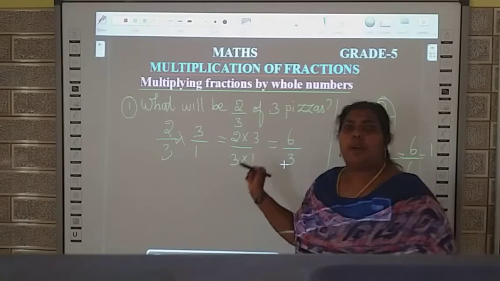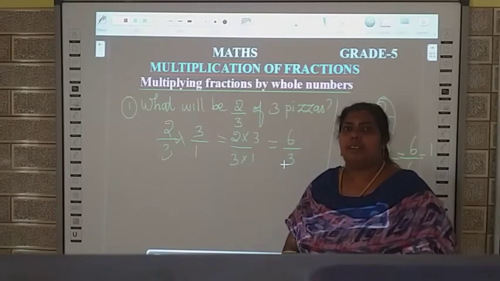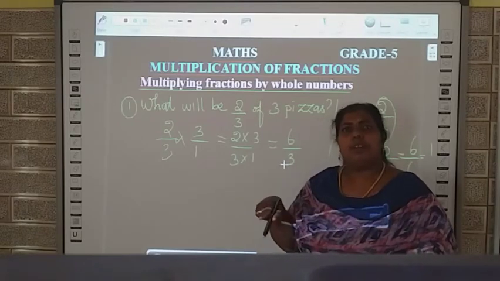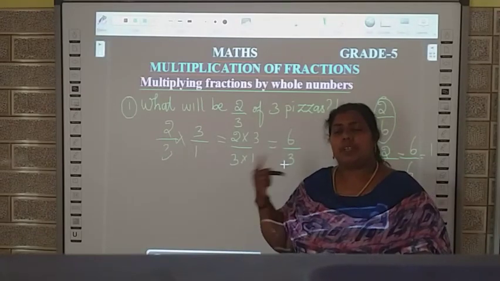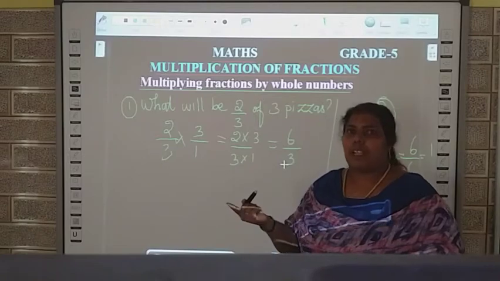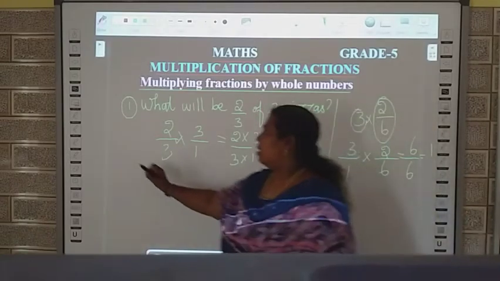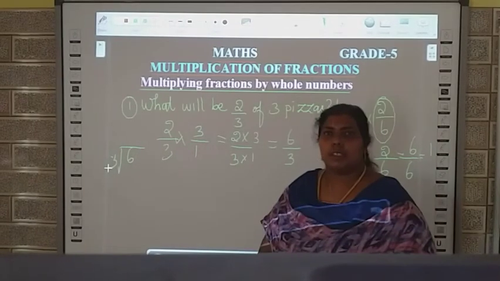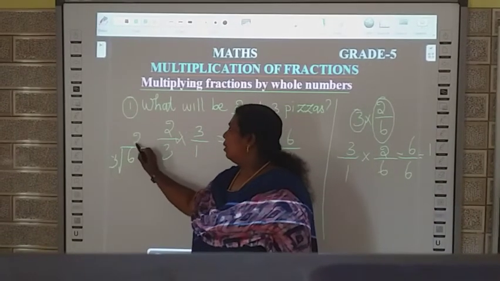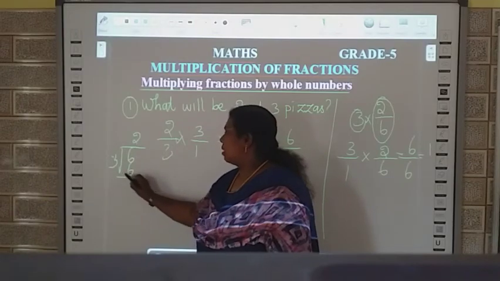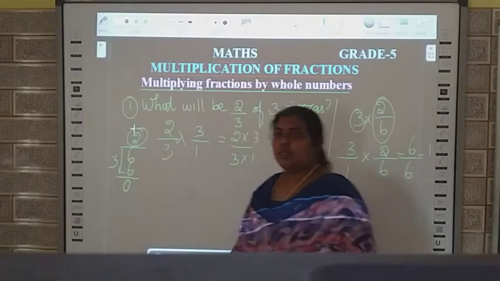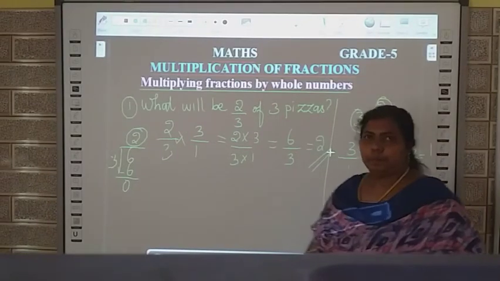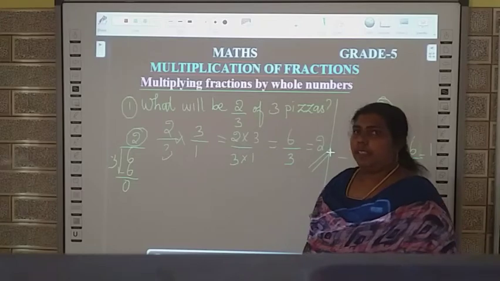Now check, is this a proper or improper fraction? This is an improper fraction. Improper fraction means what we have to do? We have to convert it to a mixed fraction, right? Yes, 6 divided by 3. 3 how many times 6? 2 times, right? 2 times 3 is 6. Subtract here. What is the quotient? 2. Now 6 divided by 3, what is the answer? 2 only. Do you understand now? Yes. Next example.